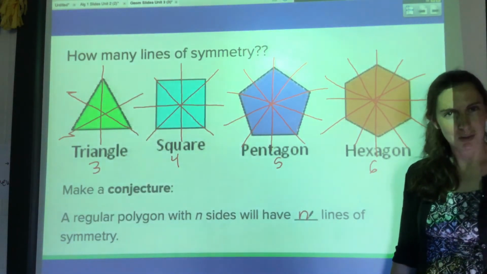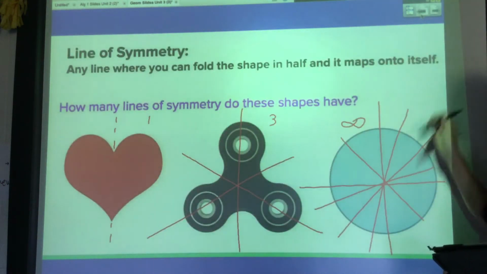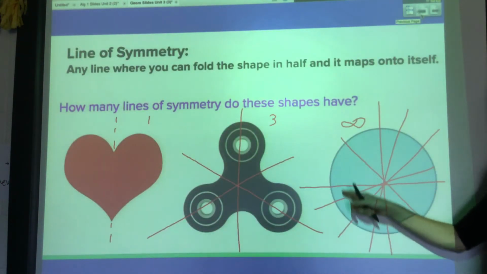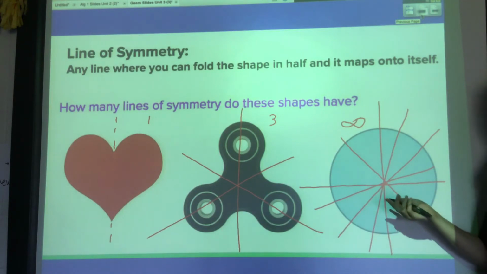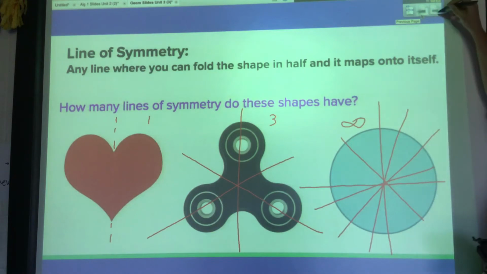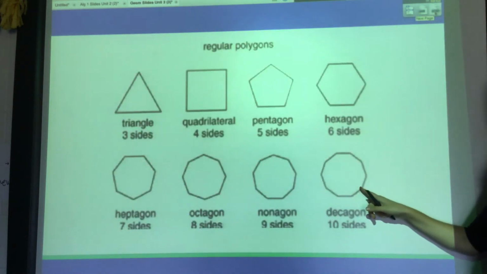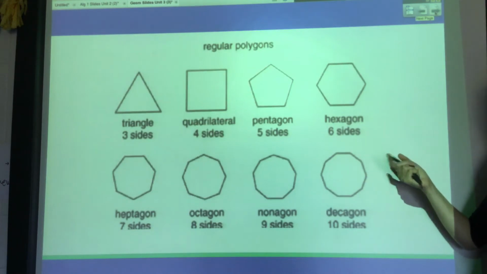If you wanted to apply this to circles, just kind of side note, a circle has infinite lines of symmetry, and it's basically a polygon with infinite sides. Like, the more sides you add, the closer and closer it gets to a circle. So that's one way you could define a circle.